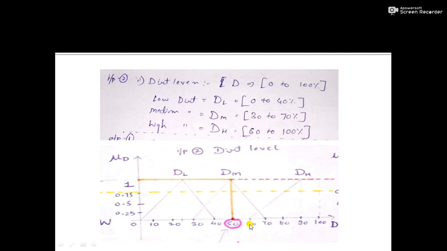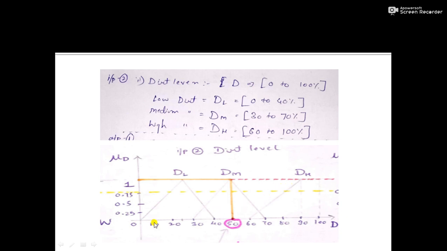Similarly, for high dirt it goes on increasing from 60 to 90%, and from 90 to 100% it will not make much difference, because 90% is also very dirty and 100% is also very dirty, so it will not make much difference in the output. So we have considered it to be a straight line, and beyond 100% it is a straight line. So our range is between 0 to 100%. This is the fuzzification for our dirt level.